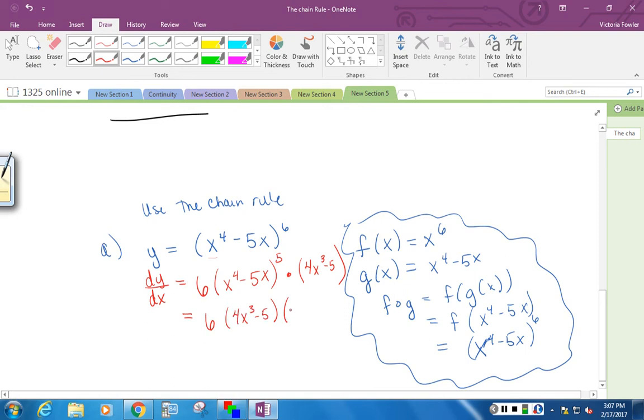Be careful with writing down your parentheses and writing or typing in exactly what you mean. And so perhaps I can distribute the 6 into that first set of parentheses, but I need to be really, really careful on how I type that in. I can't leave off my set of parentheses. So this is me using the chain rule for this composite function. Let's try another one.